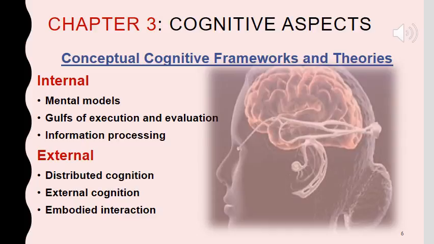After exploring the processes of cognition, the authors explain the conceptual cognitive frameworks and theories and how they have been developed to explain and predict user behavior based on theories of cognition. They divide the framework as internal, that focus mainly on mental process, and external frameworks that explain how humans interact and use technologies in the contexts in which they occur. The internal frameworks are mental models, gulfs of execution, evaluation, and information processing, while the external frameworks are distributed cognition, external cognition, and embodied interaction.